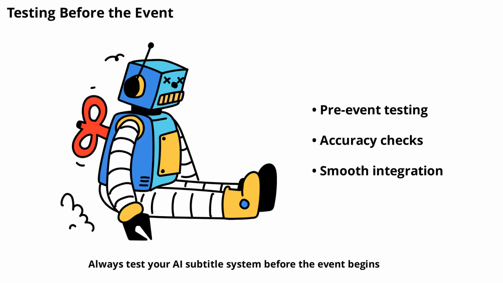Always test your AI subtitle system before the event begins. Run through typical scenarios, check for accuracy, and ensure integration works smoothly. Testing helps identify potential issues and allows you to make adjustments, guaranteeing a flawless experience for your audience.